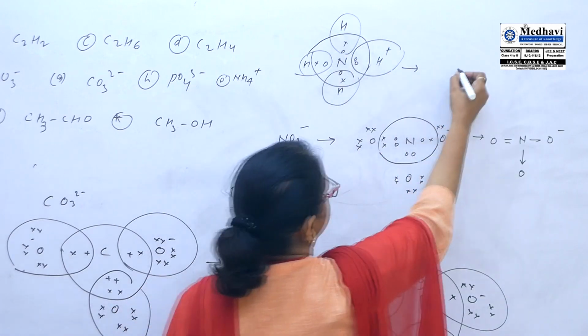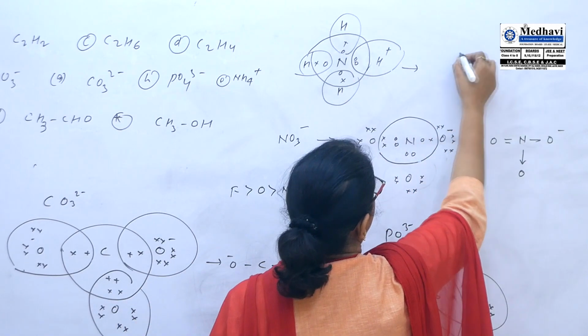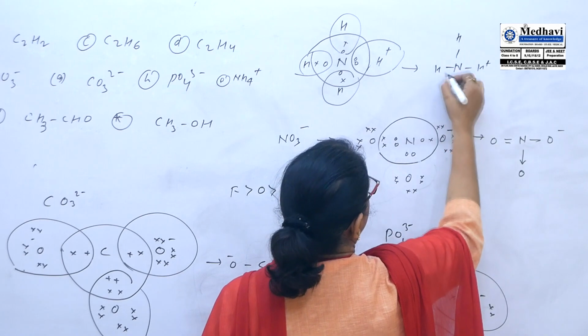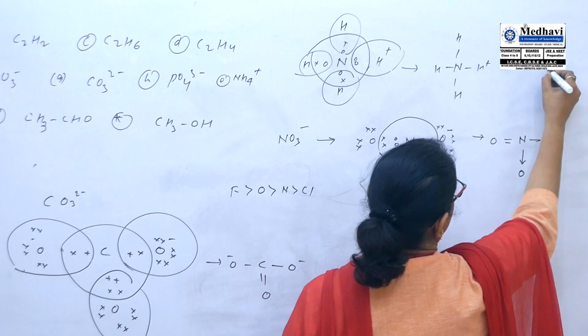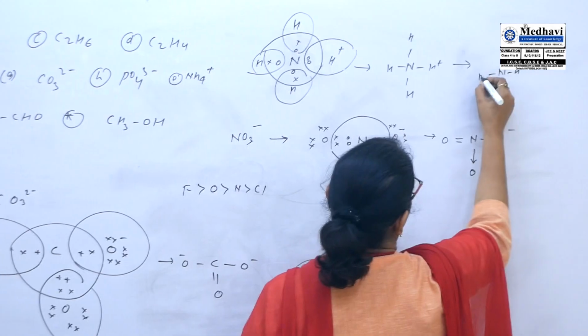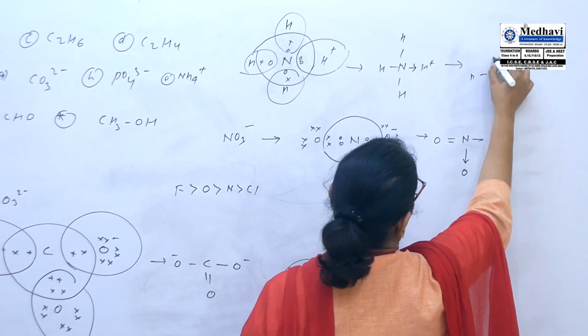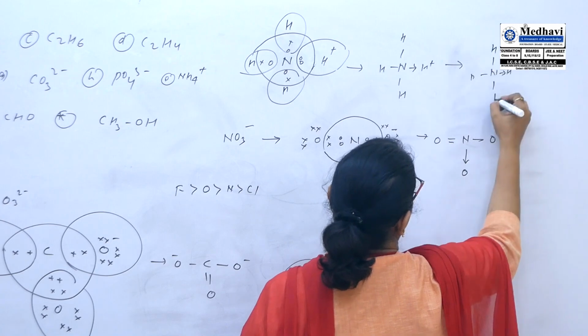So we can say this positive charge is present with any carbon, any hydrogen, so we can write like this. Coordinate one.